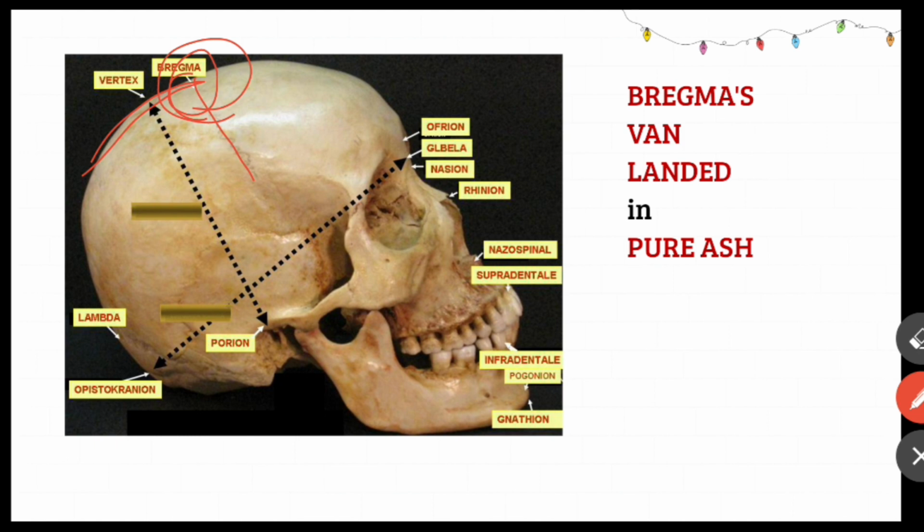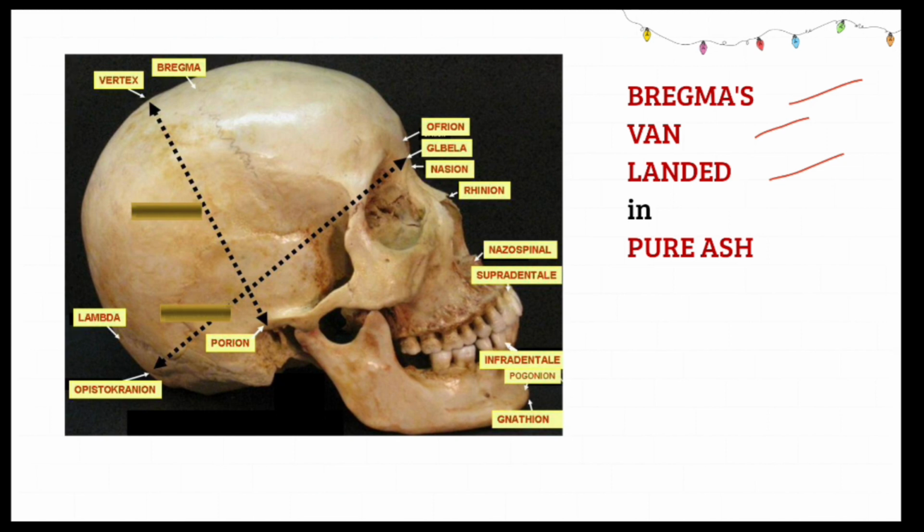After that, van for vertex. Vertex is the highest point in your sagittal suture. So first comes bregma, the meeting point between your coronal and sagittal suture. Then comes vertex, the highest point on the sagittal suture, and later on we come down to lambda. If you know the position of the lambdoid suture, it's pretty easy. This is the meeting point between the sagittal and the lambdoid suture. Now, bregma's van landed: bregma for bregma, van for vertex, landed for lambda, in pure ash.